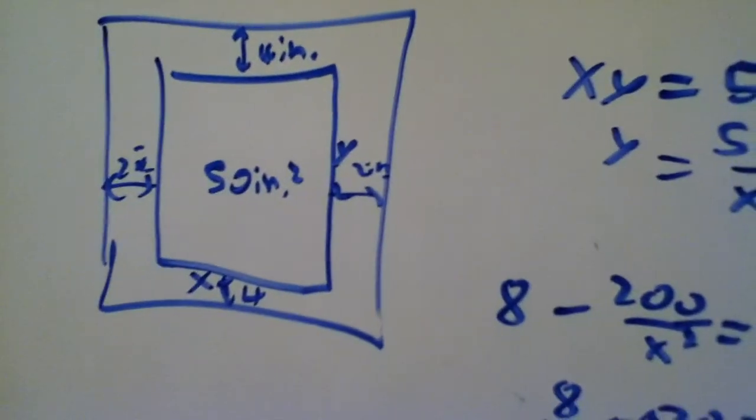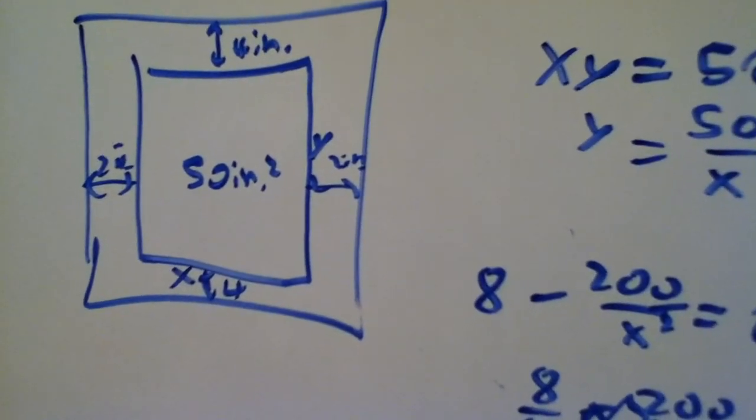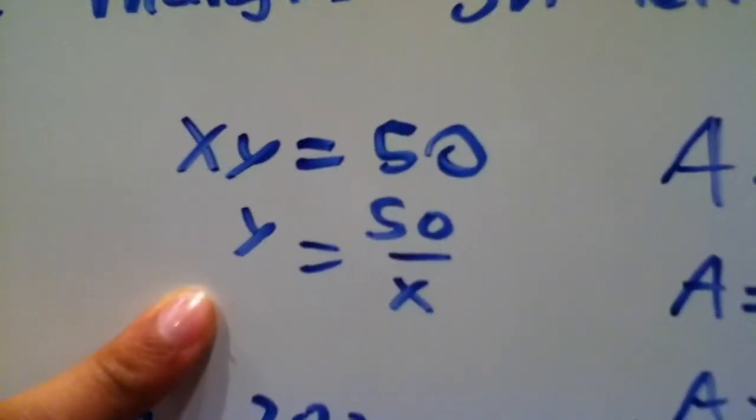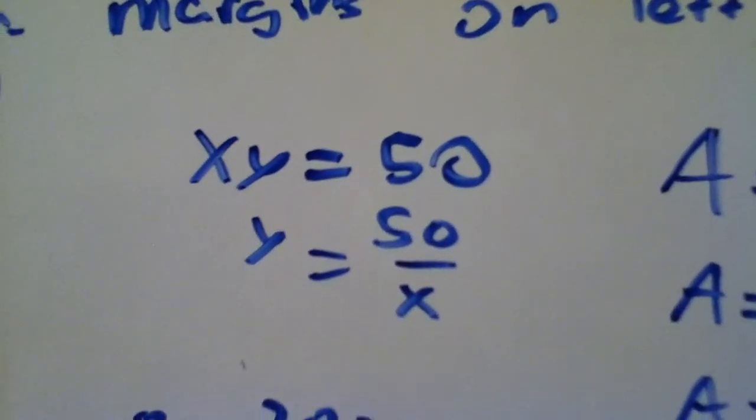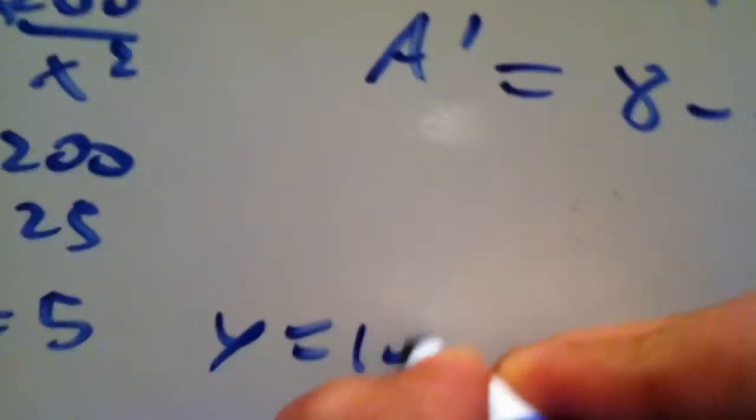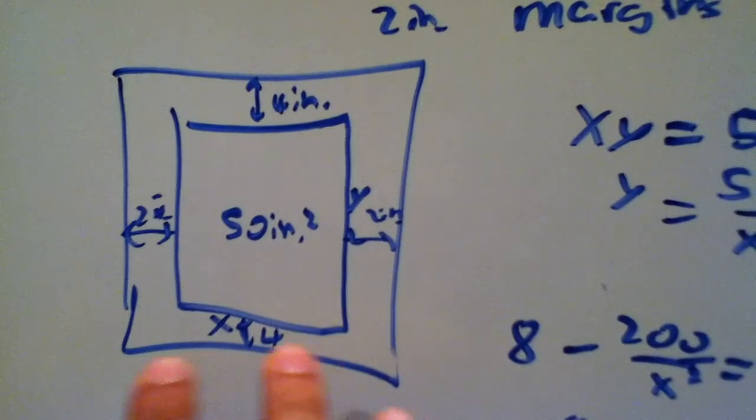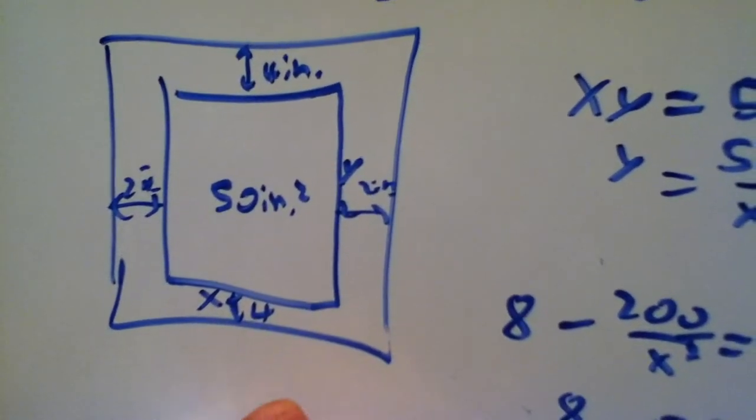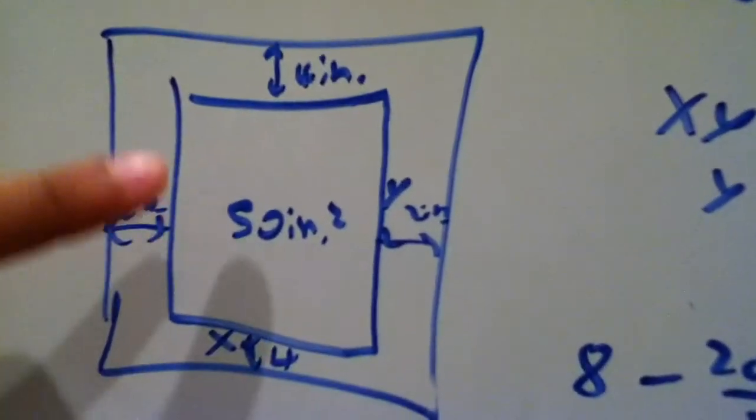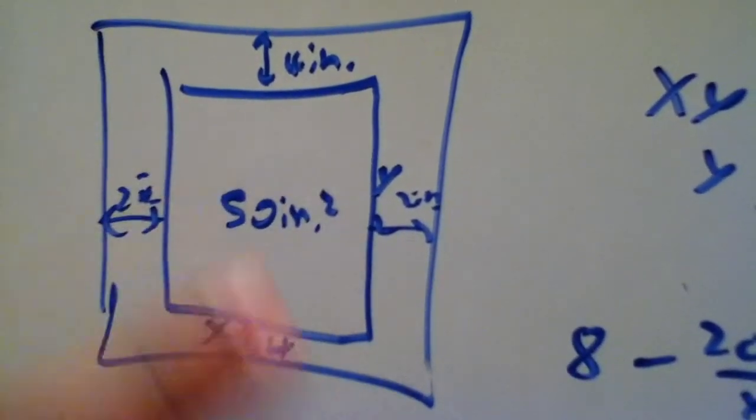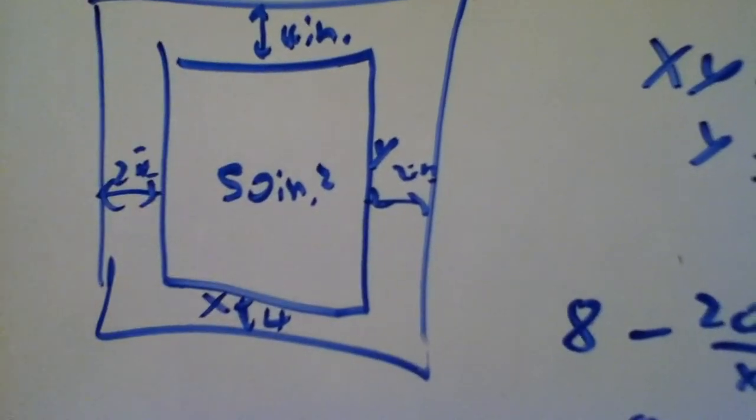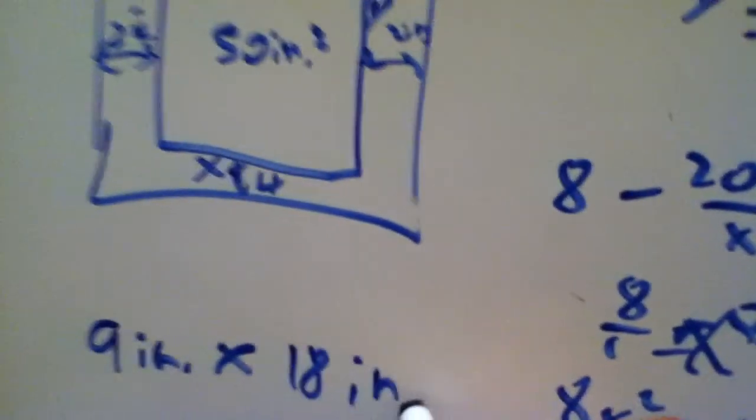So now you have your x, and since x is 5, and we described that y is 50 over x, your y is equal to 10. So the overall dimensions of this poster are going to be 5 plus the 4, which is 9 inches, by the 10 plus the 8, which is 18 inches. So these are your final dimensions for the poster.